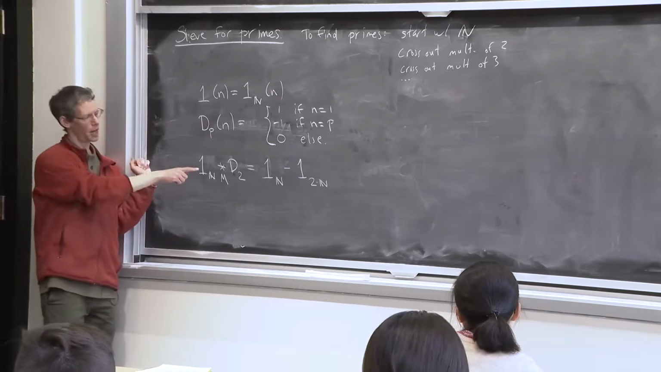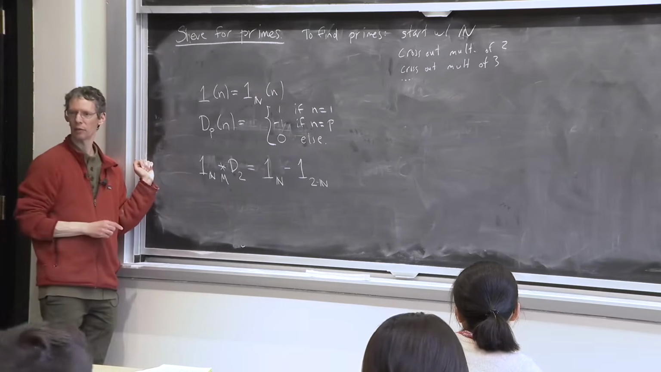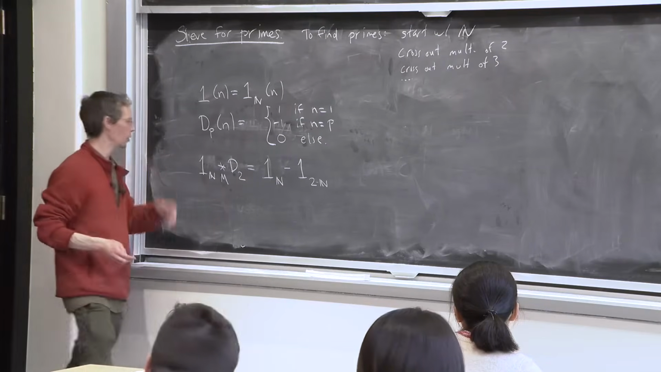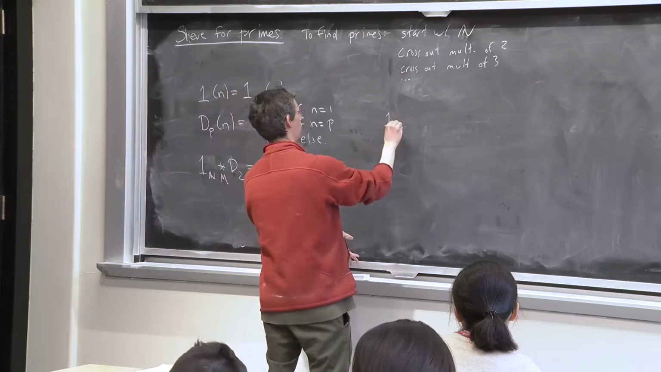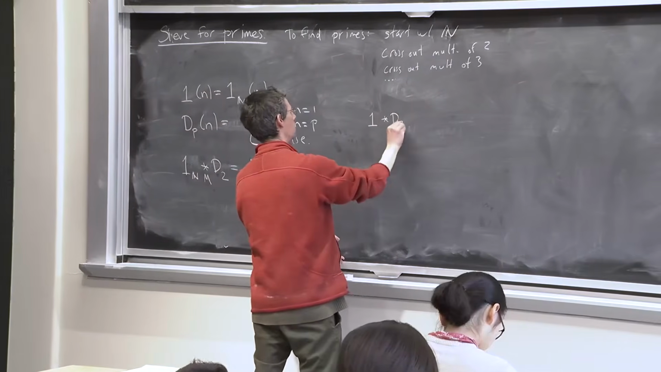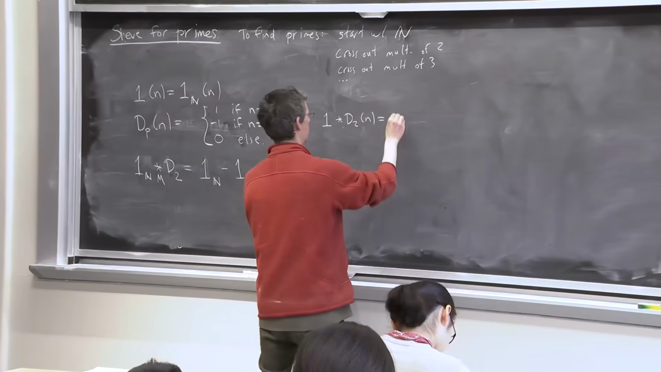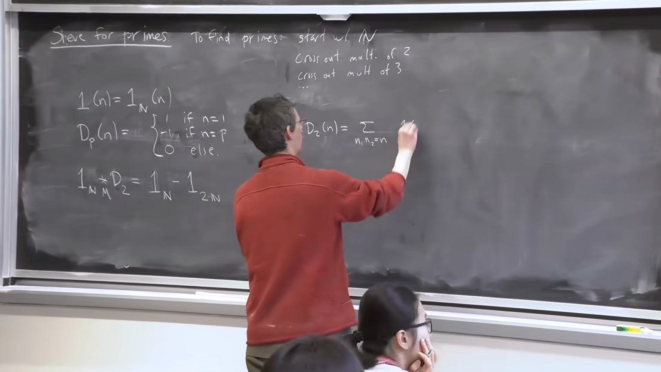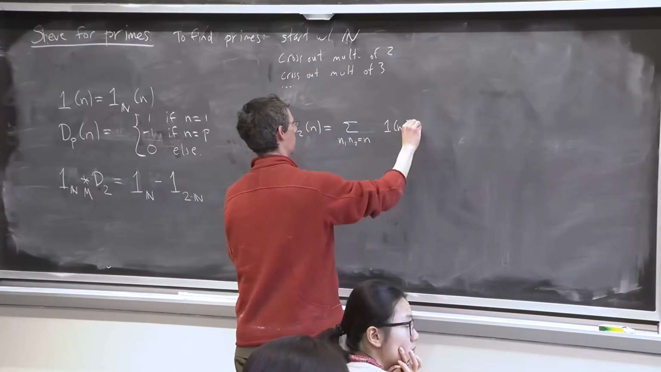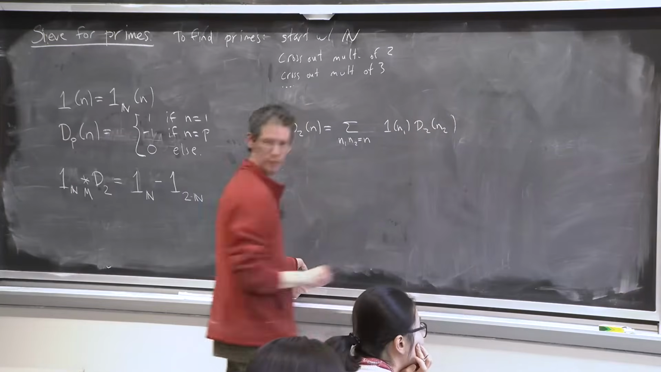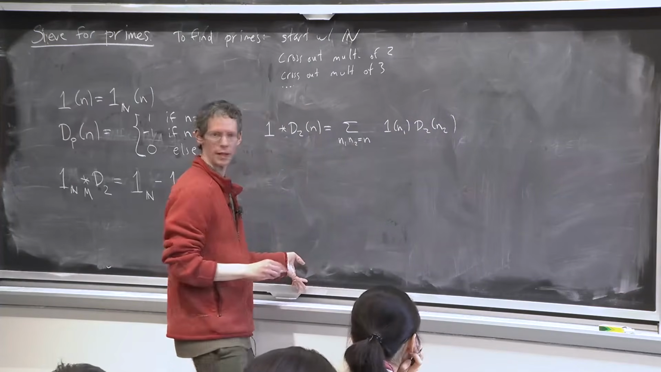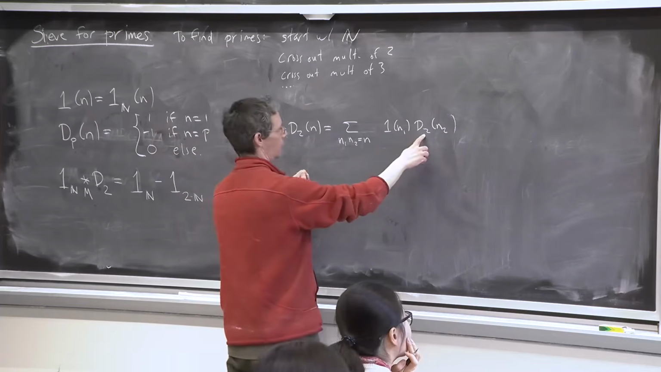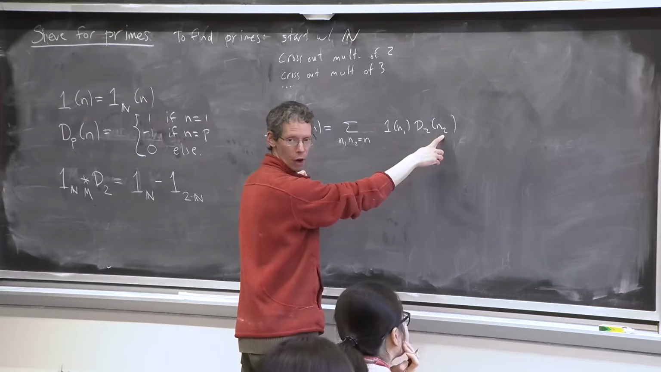Let's pause there. Does that make sense? Does that fit with plugging in the definition of multiplicative convolution? Let's do it slowly to be sure. What's the definition? 1 convolved with d2 of n is the sum over n1 n2 equals n of 1 of n1 times d2 of n2. Now, d2 is only non-vanishing in two cases, so we only have to consider that n2 is 1 or n2 is 2.